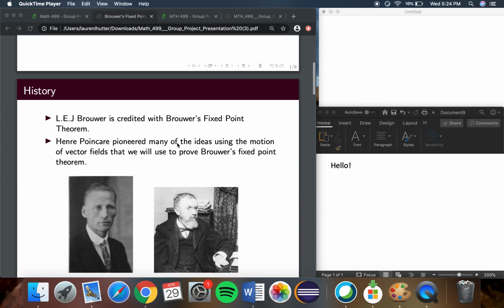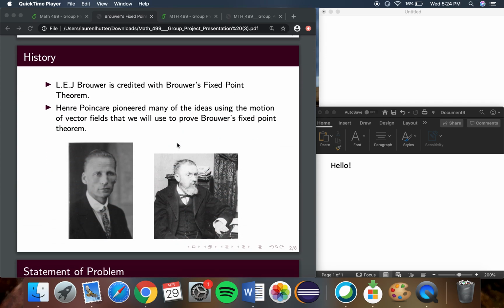So to begin, a little bit of history, and I'm going to try to say these names as well as I can. Luitzenegg Bertus Jan Brouwer is credited with the original idea and proof of Brouwer's fixed point theorem, though many of the ideas we're going to use today to investigate and eventually prove the theorem actually come from another famous mathematician, Henri Poincaré.